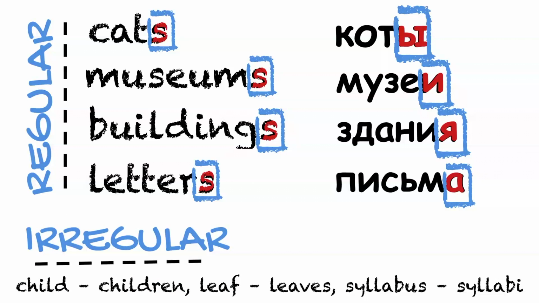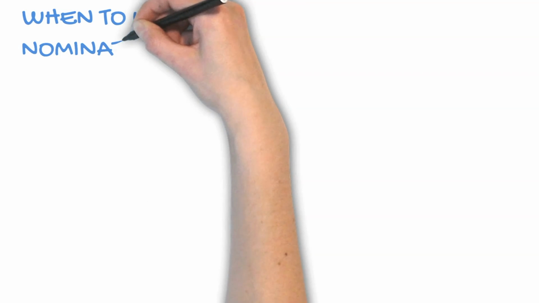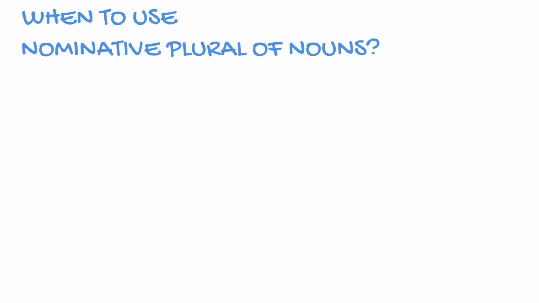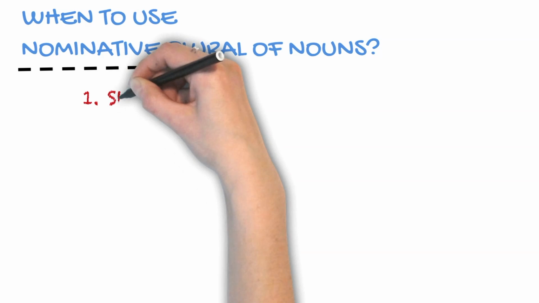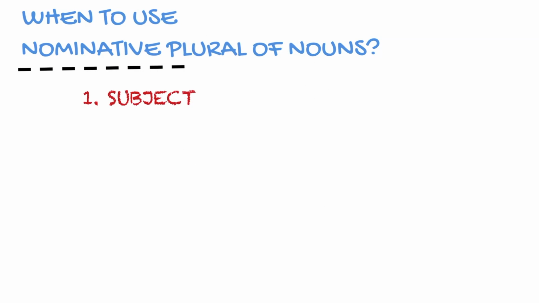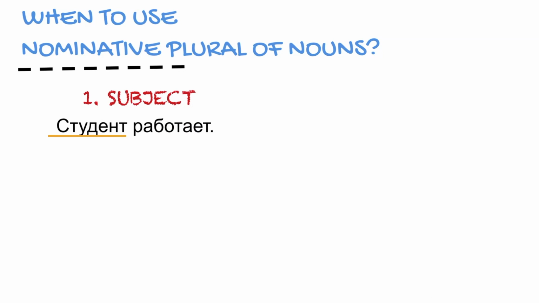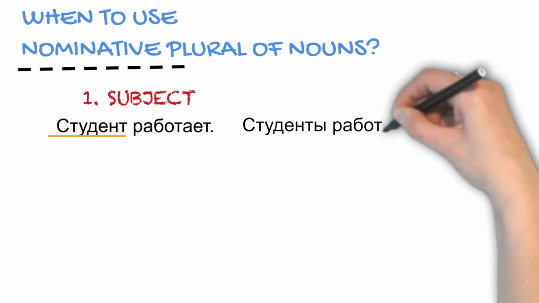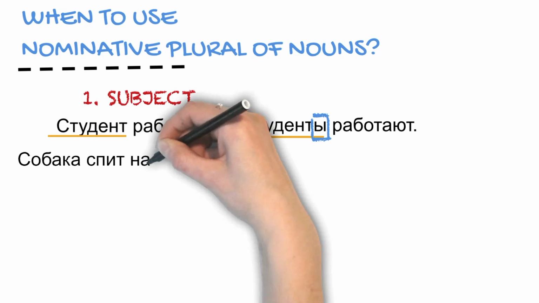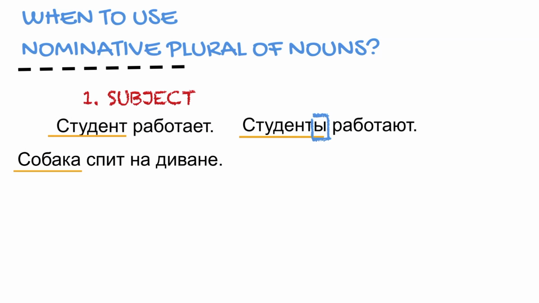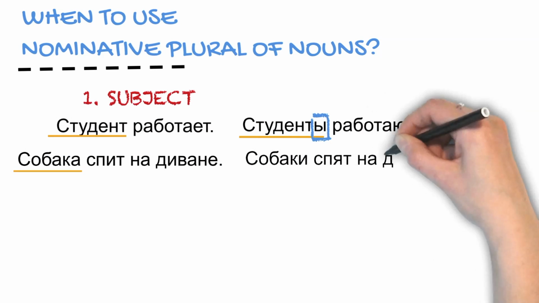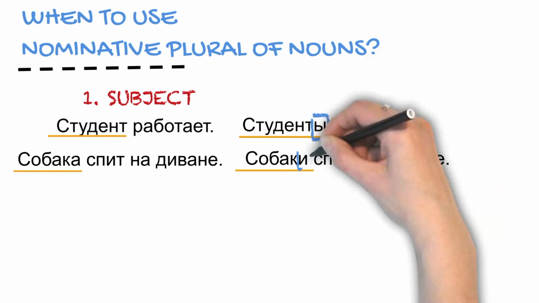Before we discuss how to select between the 4 possible endings to make a nominative noun plural, let's briefly talk about when to use a nominative plural form in a Russian sentence. Most commonly, nouns in the nominative case are used as subject in a sentence. For example, студент работает. Now let's make it plural. Студенты работают. Собака спит на диване. Let's make it plural. Собаки спят на диване.